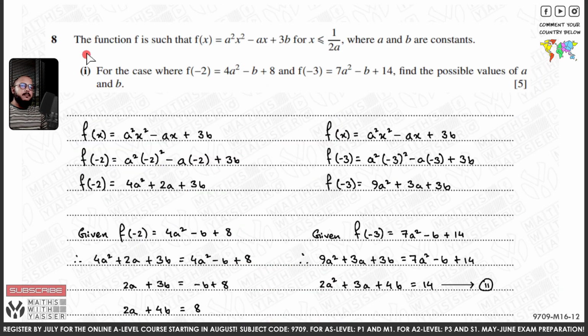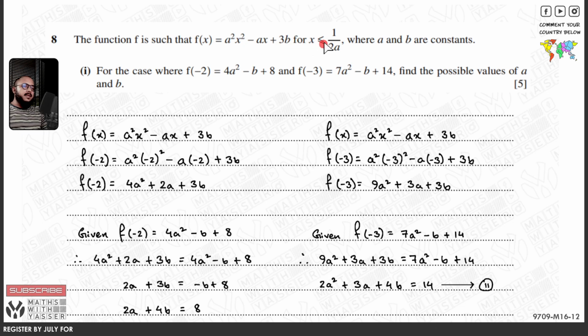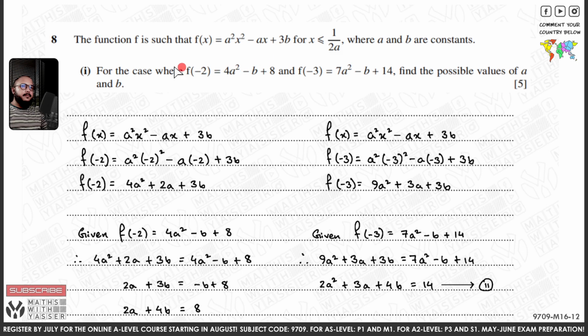Question number 8. The function f is such that f of x is equal to a square x square minus ax plus 3b for x less than 1 over 2a, where a and b are constants. For the first part of the question, for the case where f of minus 2 is equal to 4a square minus b plus 8, and f of minus 3 is 7a square minus b plus 14, we need to find the possible values of a and b.